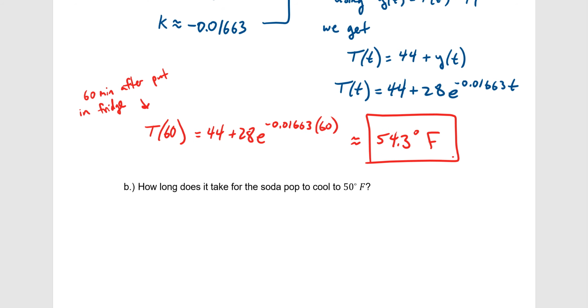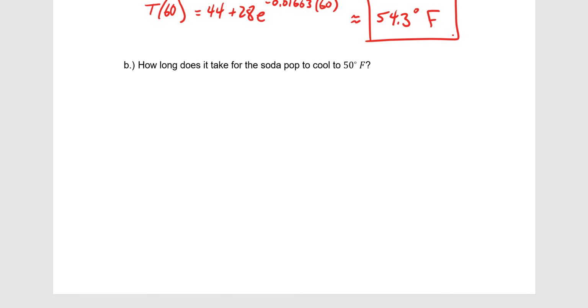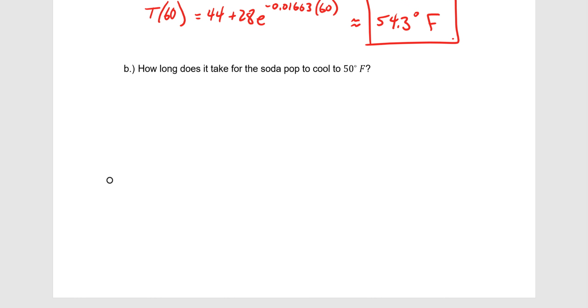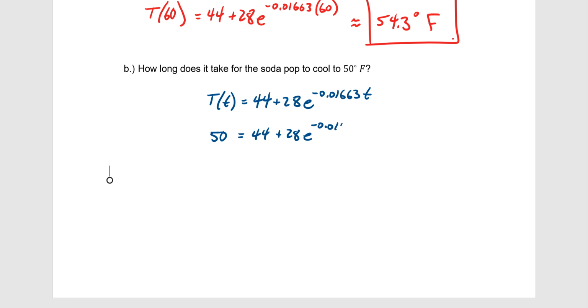Okay, one more question. How long does it take for the soda pop to cool to 50 degrees Fahrenheit? So we have our function, and 50 is the temperature now. So we're trying to find the time when capital T is 50. That's going to be 50 equals 44 plus 28 e to the negative 0.01663t. Now we solve this for t. So subtract 44 on both sides. We get 6 equals 28 e to the negative 0.01663t.